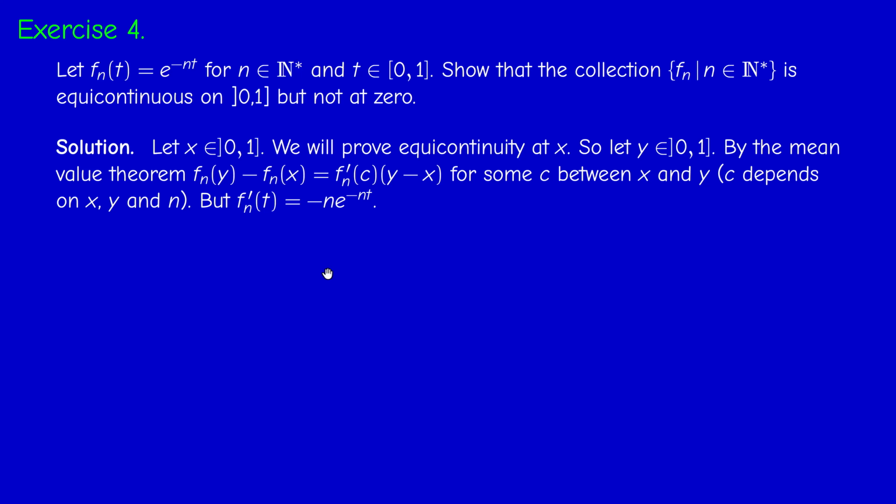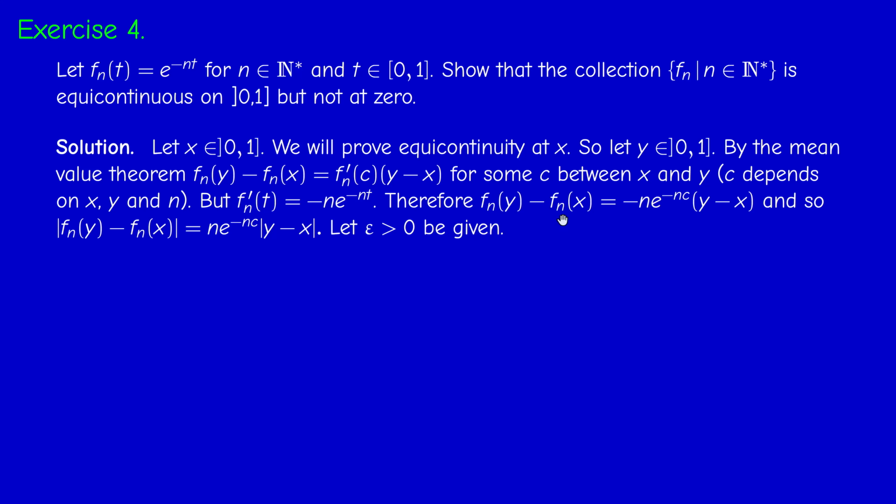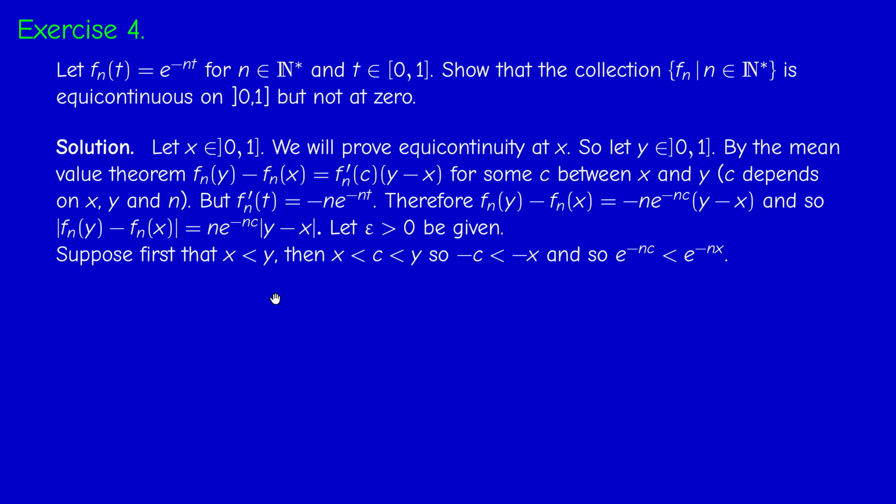This is the strategy. Therefore we can write Fn of y minus Fn of x as minus n e to the minus nc, with this unknown c, times y minus x, and then I take absolute values. Now I want to show that there exists some eta such that if this is less than eta, then this is less than epsilon. This is the strategy. I have to distinguish between two cases: if x is less than y and if y is less than x. If x equals y, there's nothing to prove because both sides are 0.